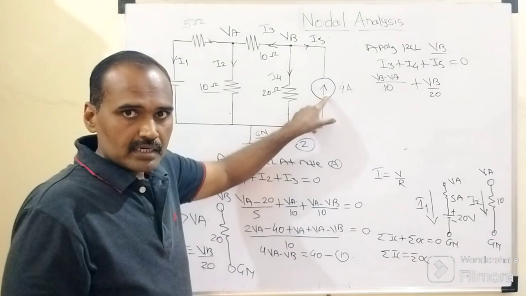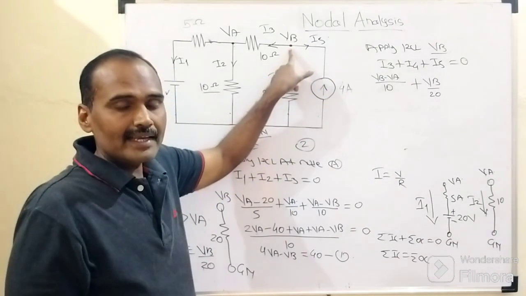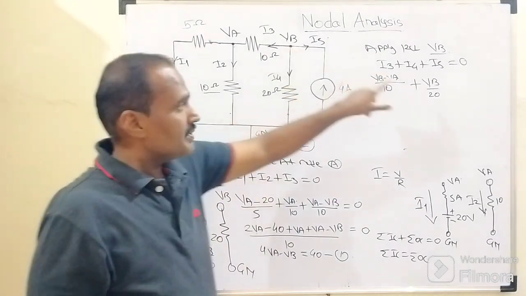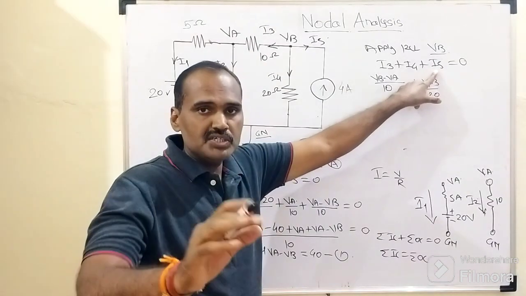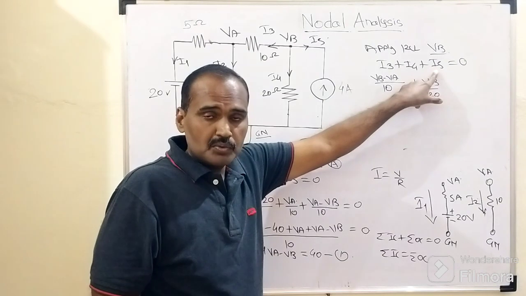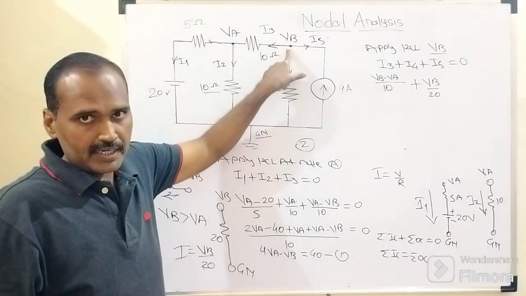The tendency of this current, the original current direction, is nothing but what? Incoming towards this node. But how is the direction of current to be assumed? The direction of current is to be assumed as outgoing current, but in actual manner, the original nature of that current is nothing but what? Incoming towards that node, right?